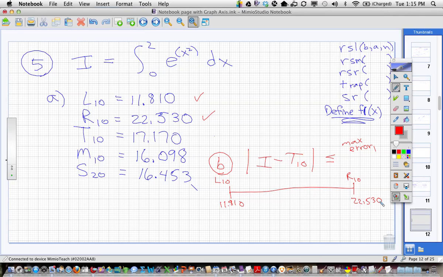Now, Steve, tell me again what you told me about T10. It's the average. So where is it? Where is T10 in this? Isn't it exactly in the middle? Now, that's only true because we know T10 is the average of L10 and R10, right? We don't know on part C, when you get to part C, that it's exactly in the middle. But because we know T10's in the middle, let's go ahead and put it there. So we know T10 is exactly in the middle, and that's 17.170.